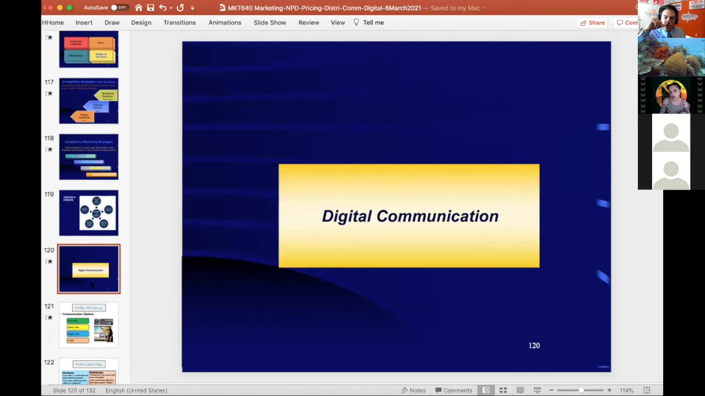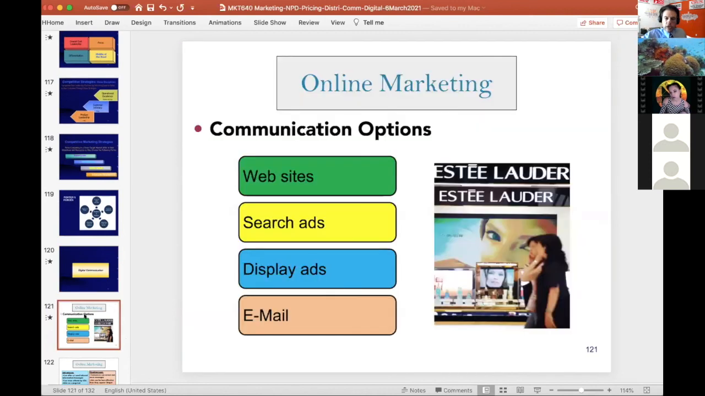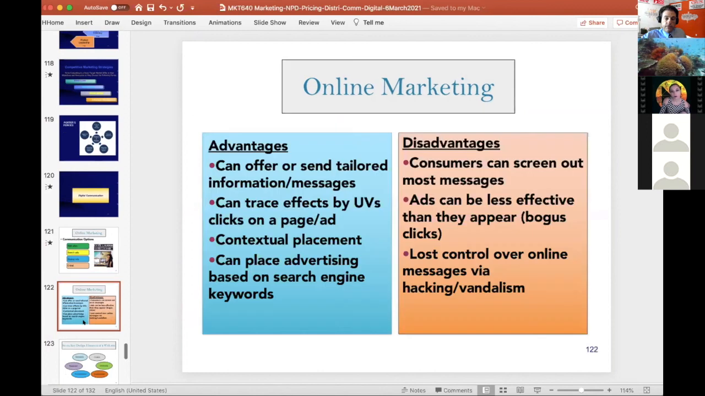So what is digital communication? And I'll go fast on this. It is the different online marketing methods that you have: website, search ads, display ads, and using email. There are advantages and disadvantages. Obviously, the advantage of online marketing is you can send a very specific tailored message to your target. You can look at the number of people that actually click and follow through. You have those cookies and all of that.